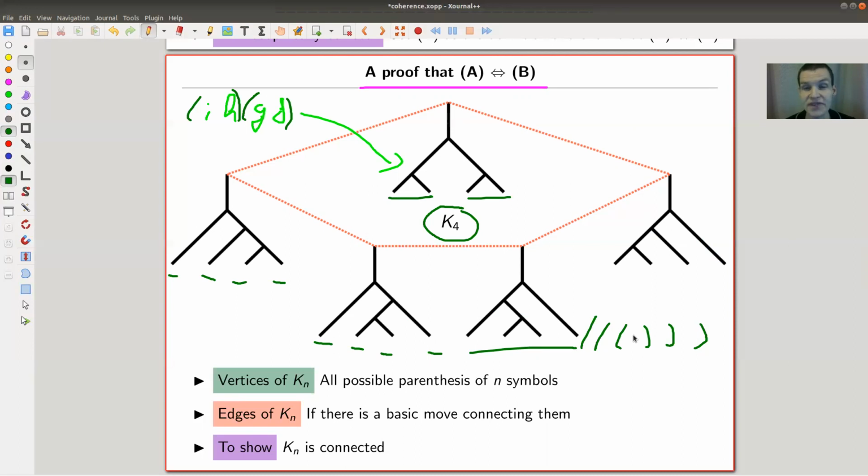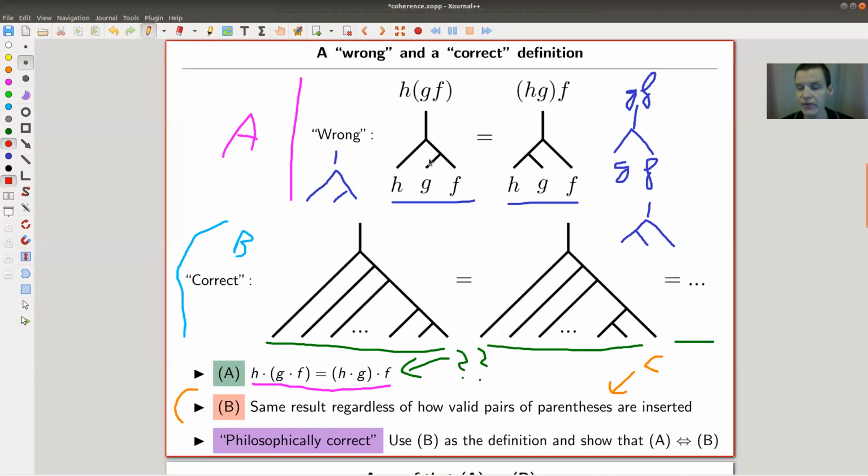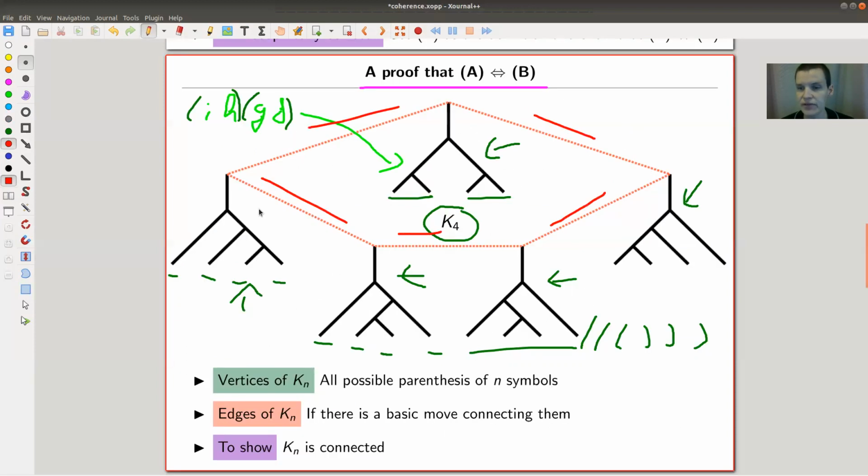Its vertices, if you want, are all of those expressions. So this is a vertex, this is a vertex, this is a vertex, here's one, and here's one. And you connect them by an edge, which are my red edges here, 1, 2, 3, 4, 5, if they are related by one of those small and easy moves. Whenever you have one of those small moves connecting two of them, you draw an edge between them. For example, at this little piece here, I used the small associativity rule, so I draw an edge between those two vertices. And that's my graph Kn.